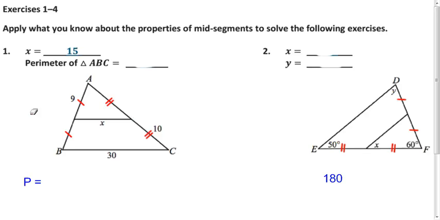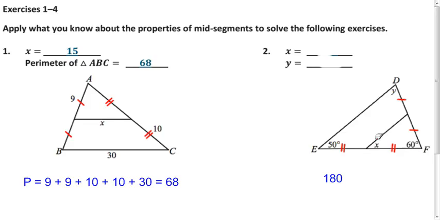Now the perimeter here, remember perimeter means the distance around a figure on the outside. So we have a 9 here and another 9 here. Got that 30, a 10, and a 10. So you add them all together and you get 68. So that's applying the idea of the distance.